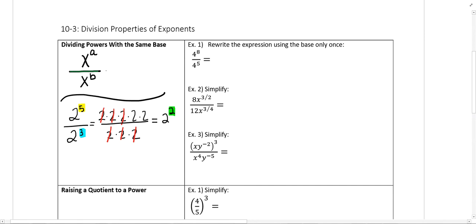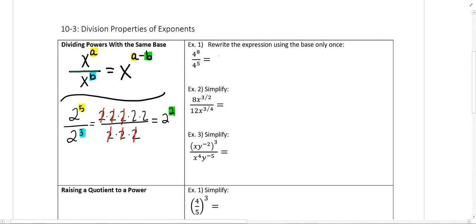Okay, so our general rule is you're going to have the same base, but it's going to be the top minus the bottom, and that order is really important. Okay, it's the top minus the bottom. You can also alternatively do what I just did and expand it and cancel, and that works too.